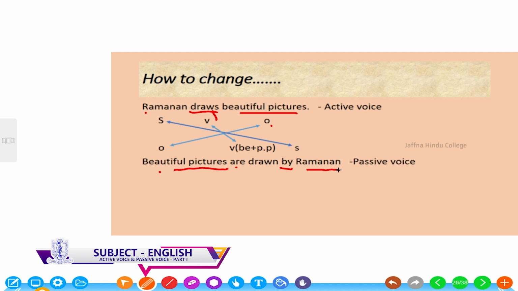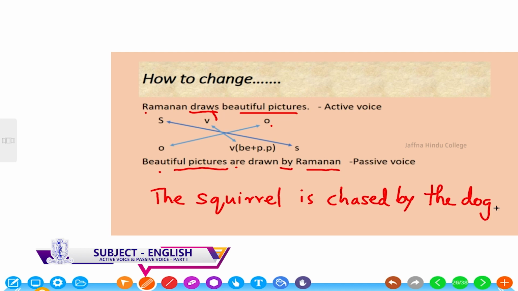Another example here: the squirrel is chased by the dog. Here I give the focus on the squirrel, not on the dog. So, the focus is on the object and the performed action. The squirrel is chased is important here, not by whom. That is not important here in passive voice.